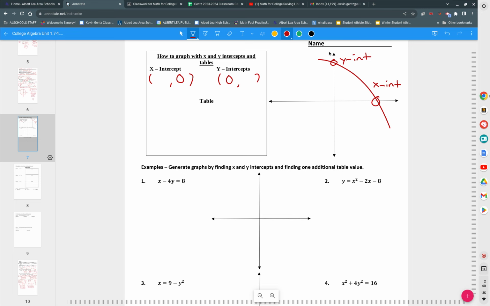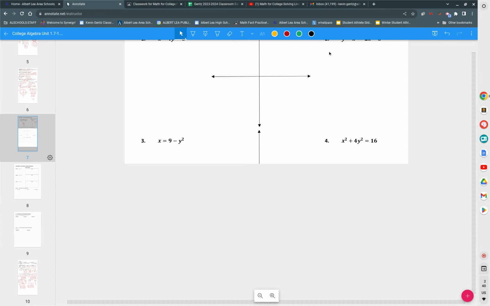So when people start making intercepts, they usually forget what to plug in. I think it's easy. I've started to do this for people. Just make an XY table, plug in 0 and 0, and that will produce your intercepts for you. Okay? So let's practice that with these 4 examples.